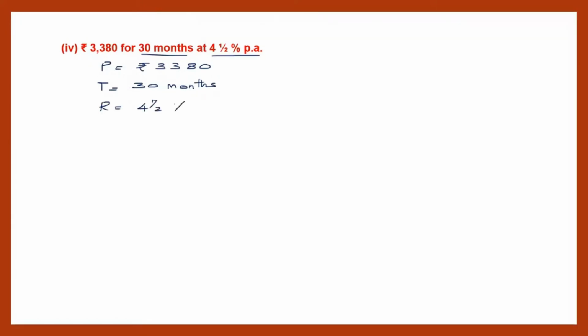4.5% per annum. Now can you see here it says per annum, that means this is per year, whereas time has been given in months. So time is always written according to the rate. If the rate is per annum, time also should be per annum, that is per year. So 30 months should be written as 30 by 12 because there are 12 months in a year. So time is going to be 30 by 12 years. 30 months have now become 30 by 12 years and the rate is 4.5%.